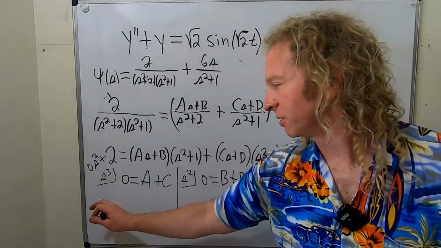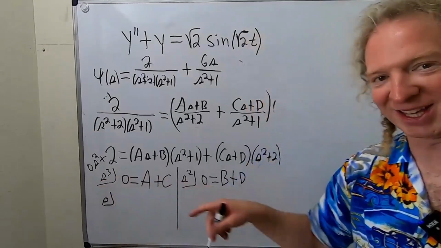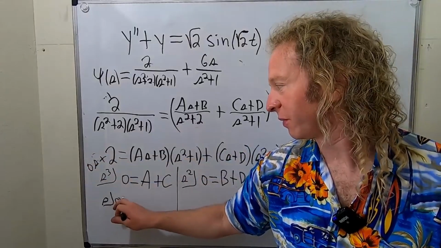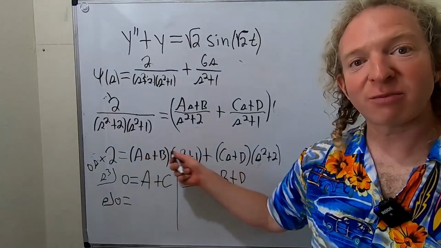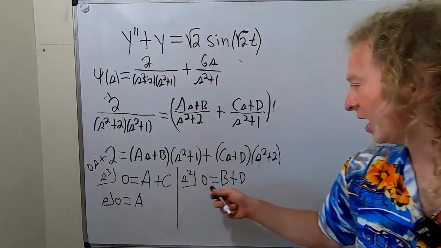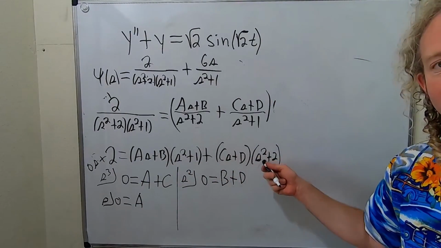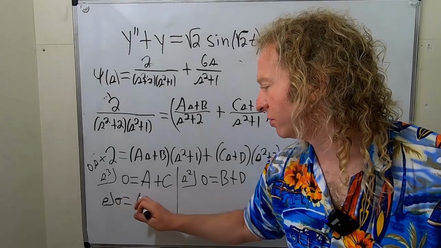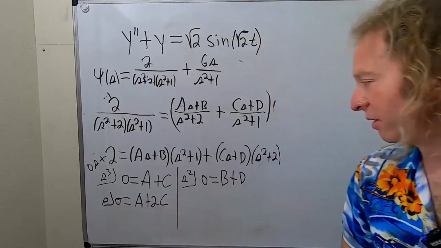Let's look at the s terms. I'm going to come over here. S terms, same thing. You can have a 0s here, so 0. Looks like as times 1, so it'll be a. And then here, cs times 2, so 2c. So 2c. Good stuff.